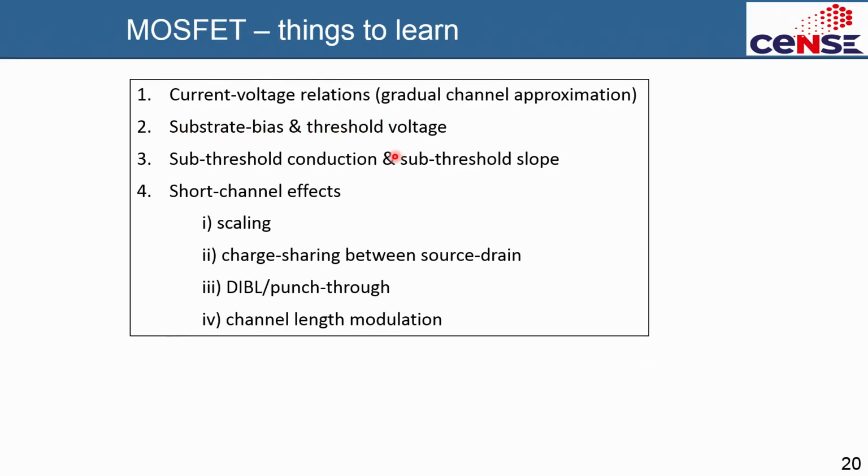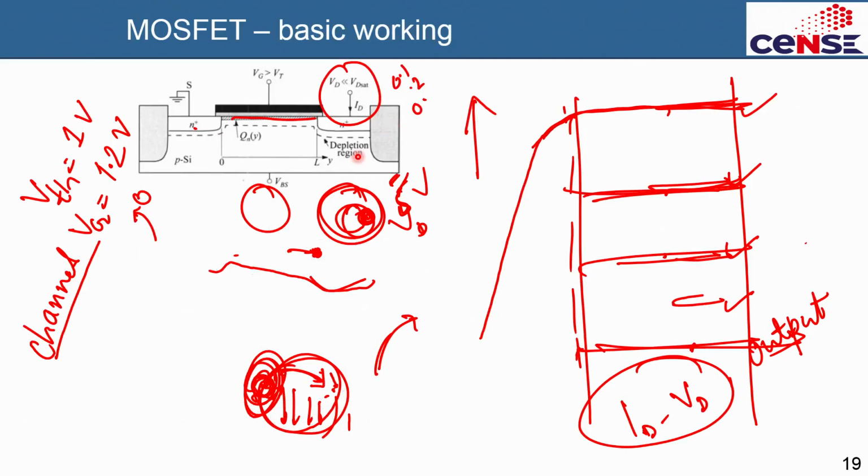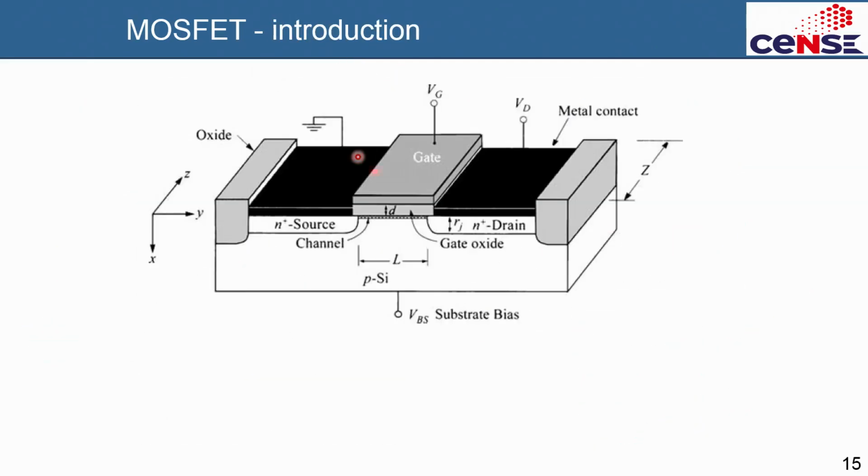The second thing we will learn is substrate bias and the effect of substrate bias on threshold voltage. What I mean by substrate bias is that you see this transistor here, there is a substrate bias option. It's a contact, a terminal that is connected to the body. This is called the body of the device. So this is a P substrate, and you will have a terminal coming out of the P substrate. Typically this is shorted to the source and grounded. Please remember that.